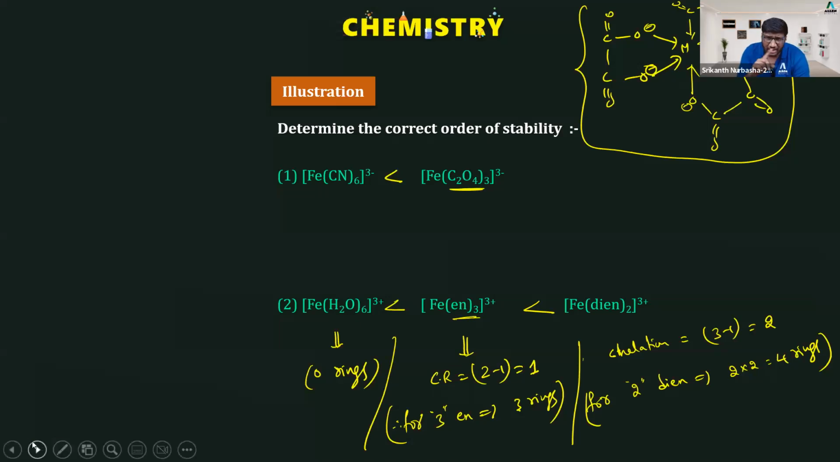So whenever they are giving two complexes where one of the complexes is having a bidentate ligand or tridentate ligand which has the capacity to form rings, immediately you should think of chelation.